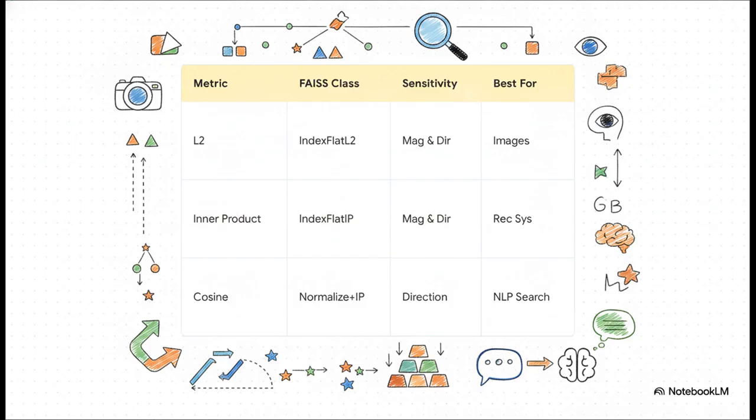Inner product is essentially a dot product, super useful for recommendation systems where magnitude equals popularity. But for NLP and semantic search, cosine similarity is the industry standard. It isolates the angular relationship between two vectors and completely ignores their absolute length. That allows it to focus purely on the core semantic meaning of the text.